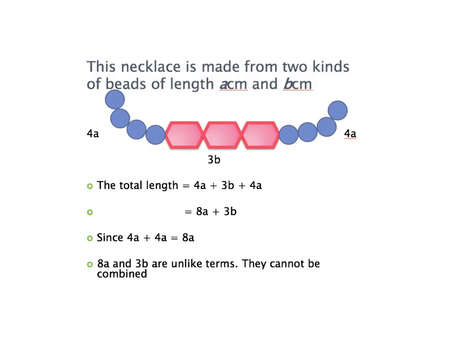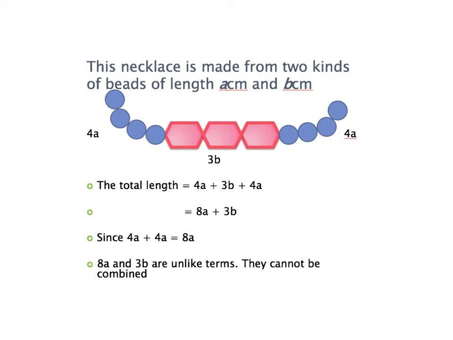Now, what happens if we're adding terms that aren't alike? So let's take this necklace, for example. It's made from 2 kinds of beads, one of length A and one of length B. So each individual blue circle, we're going to say is a 1A. So I've got 4 A's over here, 4A, and I've got 4A over here. And one of these hexagon shapes is a B. So I've got 3 B's altogether. And the total length of the necklace will be the same as saying 4A plus 4A plus 3B. So adding them all together, 4A plus 3B plus 4A.